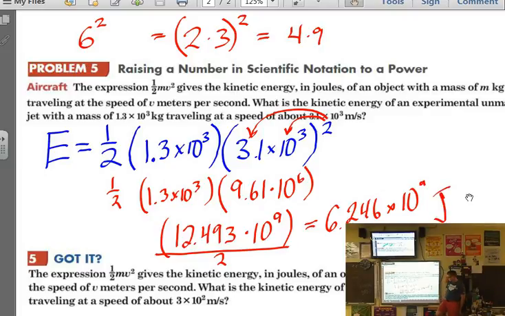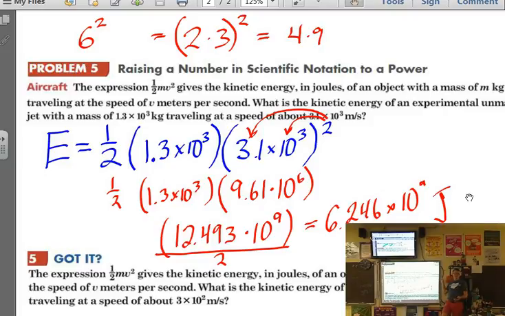6.246. That's what I got. Could be wrong. Sorry about that. But yeah, it's 0.265. I just didn't write that down. Would you divide the 10 to the power of 9? No. Because think about if this was in standard form, those are just your decimal points.